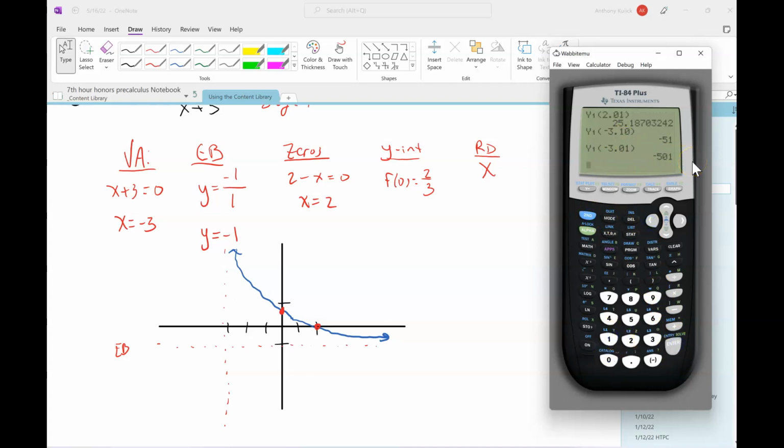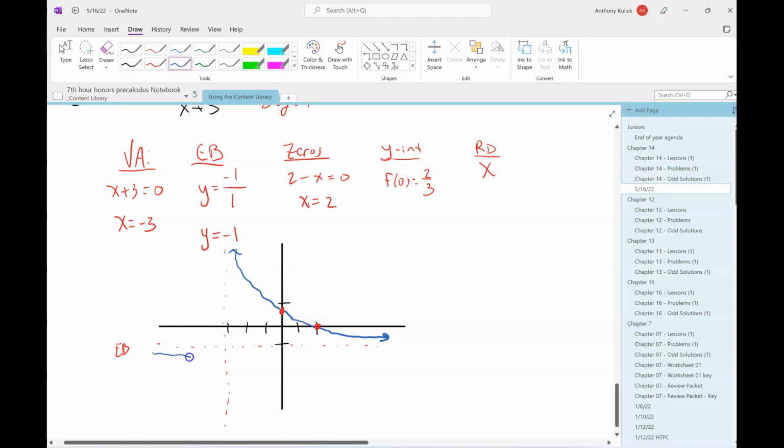So I noticed that as I got closer to -3 from the left, we're getting smaller, telling me that the graph is pointing down there. So there's my other section. And I'm donezo with this one. Not so bad.